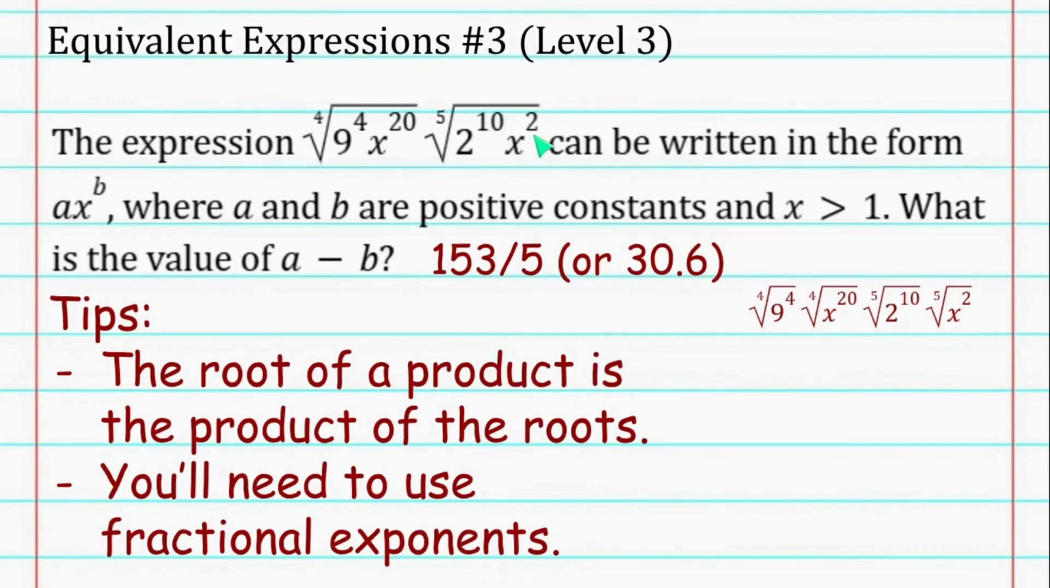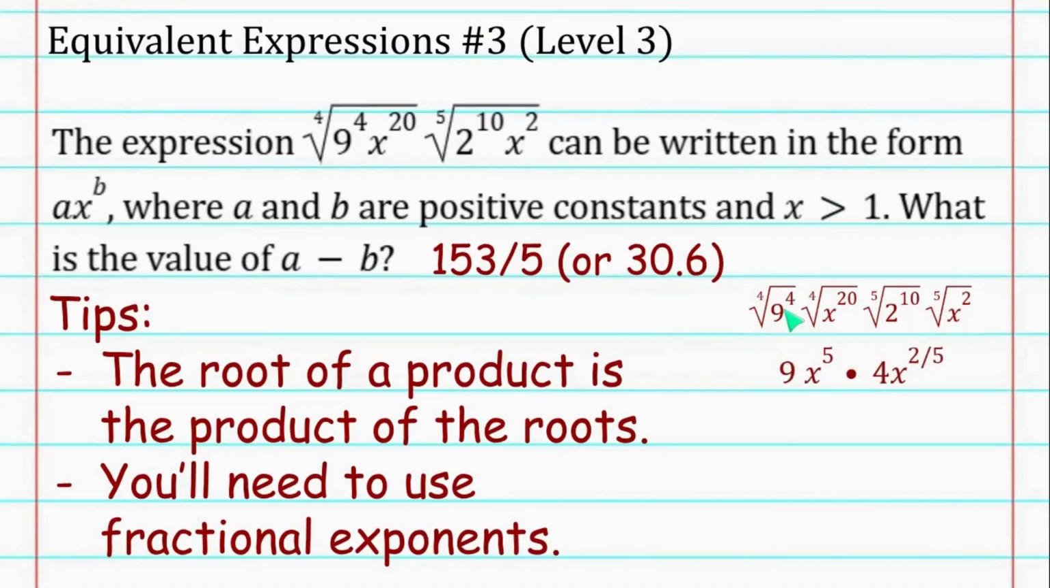Now when I apply it to 2 to the 10, that's pretty easy. 2 to the 10, fifth root, is going to be 2 squared. We'll get to that in the next step. But over here, x squared, that's going to be a little more interesting. X squared, fifth root. How can I write that efficiently? Well, I'm going to need to use a fractional exponent. X squared, fifth root, is going to be x to the power of 2 over 5.